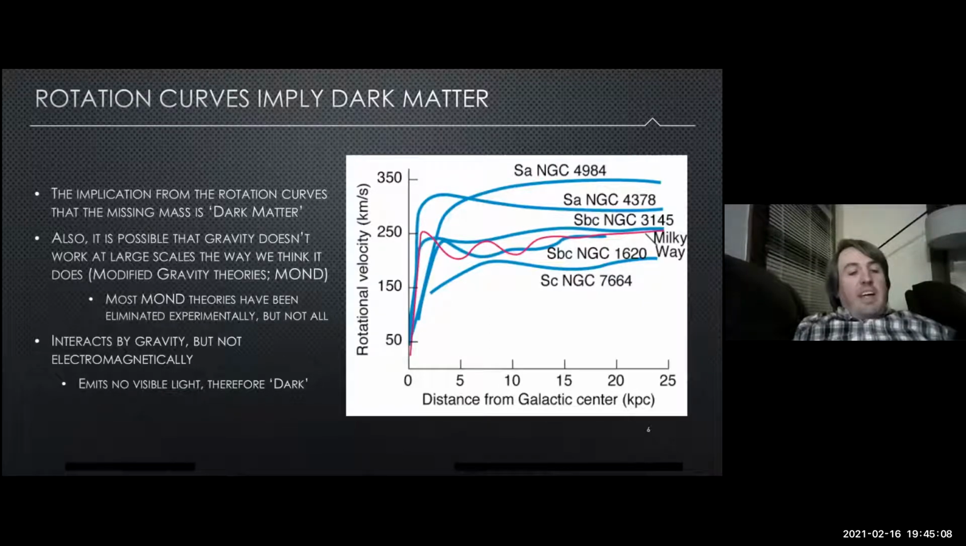If dark matter exists, then it interacts gravitationally, but not electromagnetically, because we don't see it. We don't see a whole bunch of extra stars or anything else. We don't see light, so we don't see any electromagnetic interaction from it. We just see what gravity does to it. That's why we call it dark, because we see no light from it.